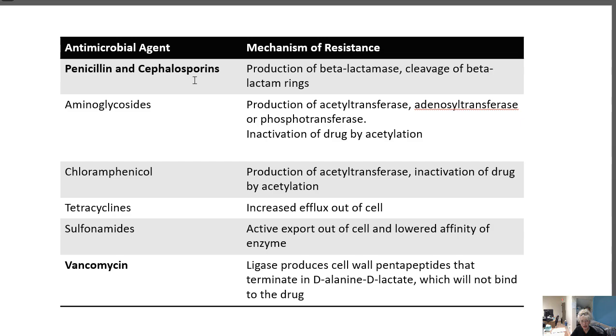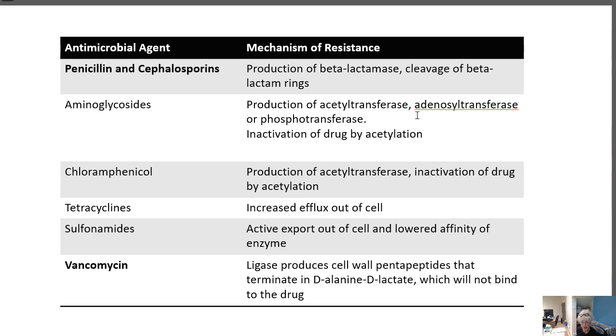It's the potassium clavulanic acid that destroys the beta-lactamases. So we have penicillin and cephalosporins. The production of beta-lactamase, cleavage of beta-lactam rings, is the mechanism of resistance of the bacteria.